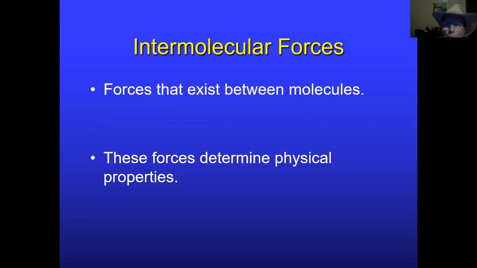Think about it. When we boil something, is that a physical property? Are we changing the molecule by boiling something? No, we're not changing the molecule. All we are doing is removing the force which keeps the liquid a liquid. So if we remove that force, it now is a gas. Intermolecular forces are the forces that determine the physical properties a chemical has.